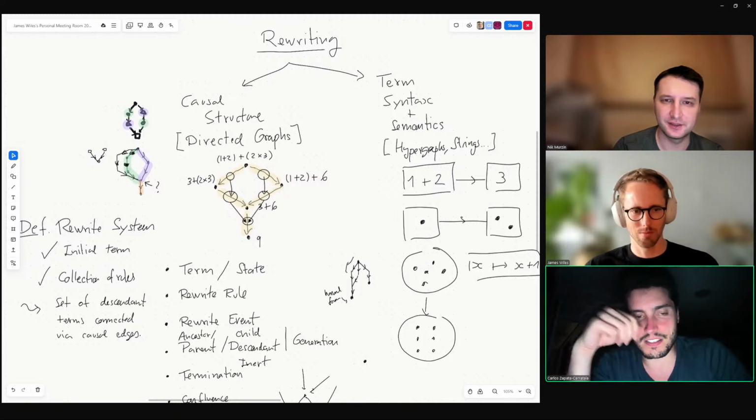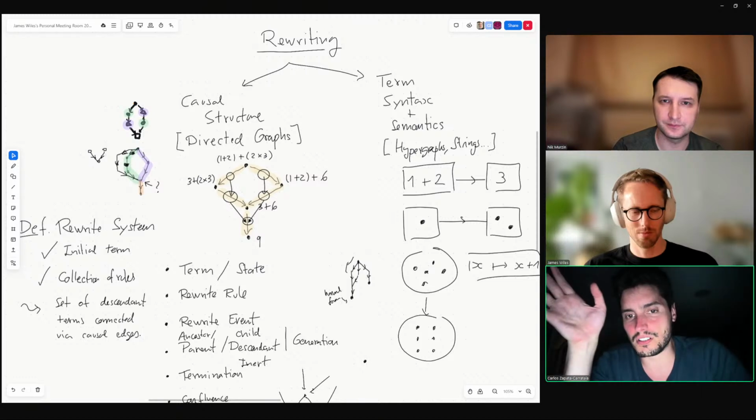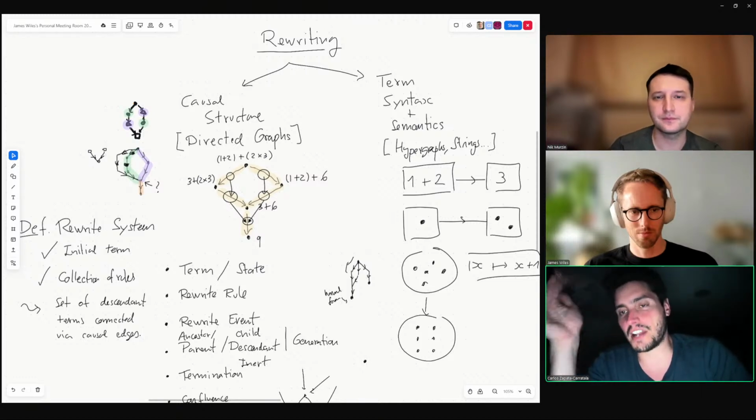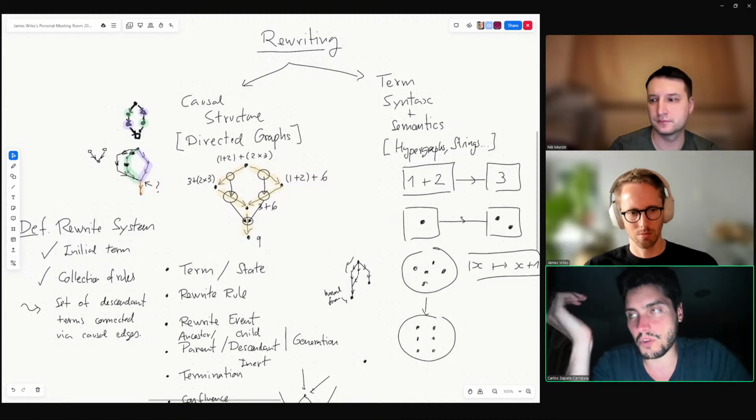If your system is terminating, yeah, and you allow for the flexibility of possibly many initial states, because otherwise you are going to have some topological constraints. I think terminating rewrite systems are all possible DAGs.